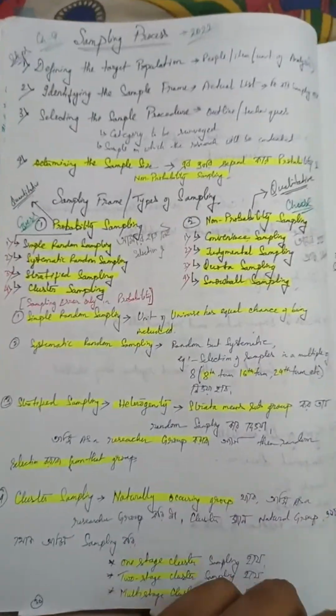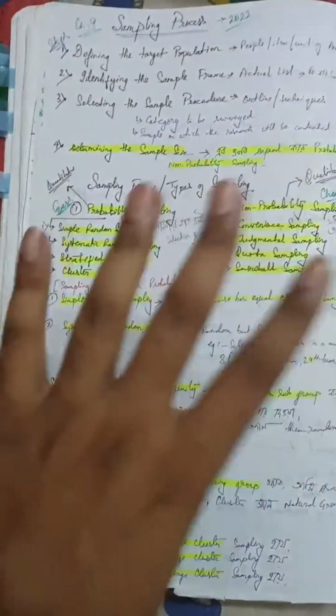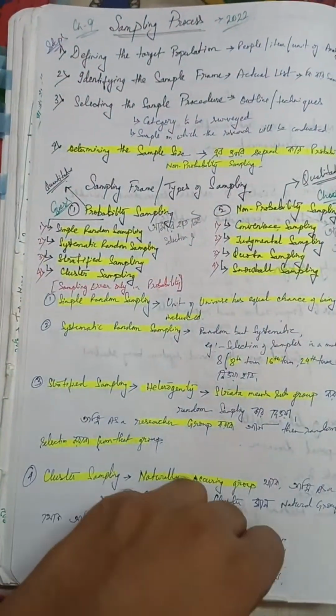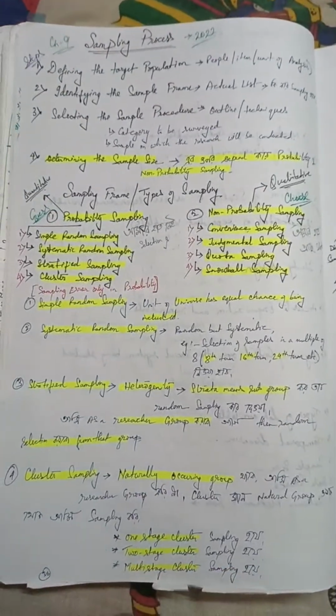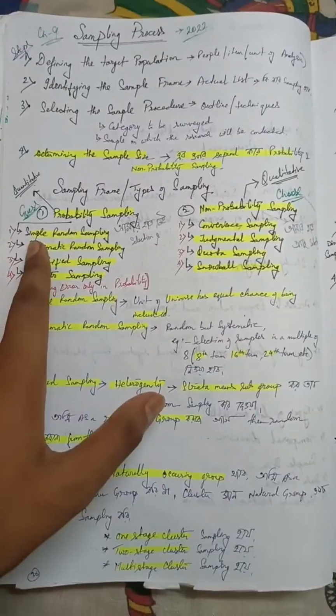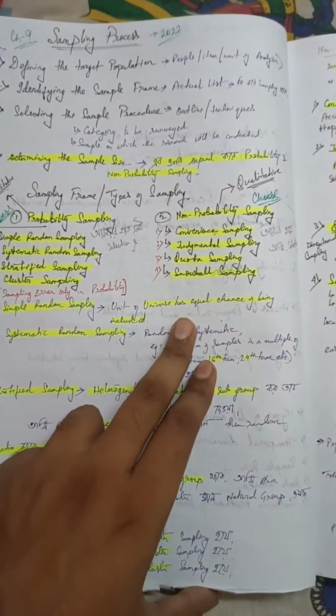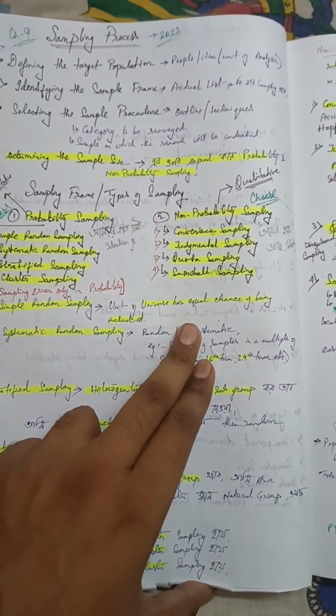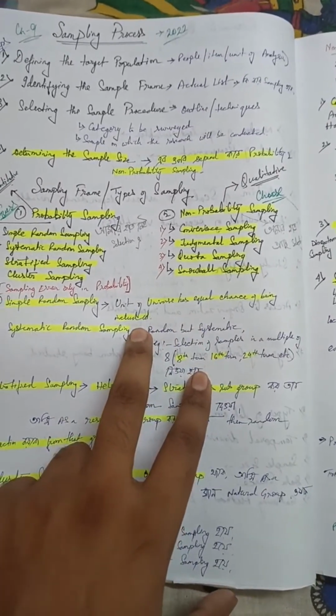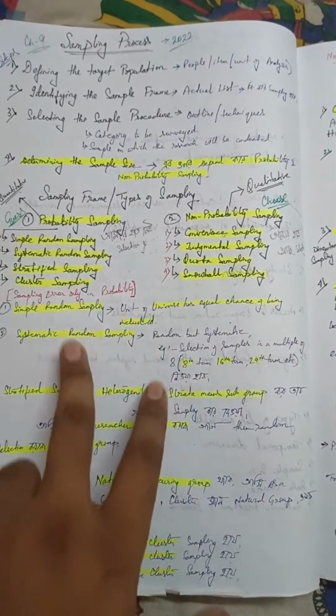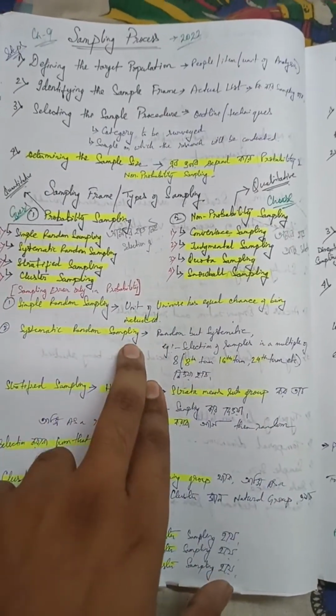All right. So first, let's understand what probability sampling is. Probability sampling can be broadly divided into four parts. Number one, simple random sampling. As the name suggests, that means every unit of the universe has an equal chance of being included. No bias.